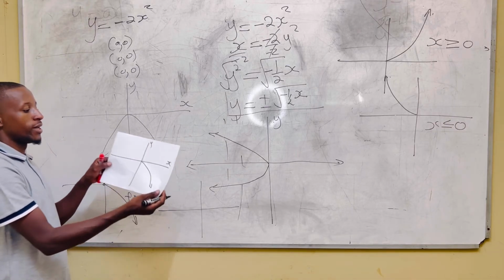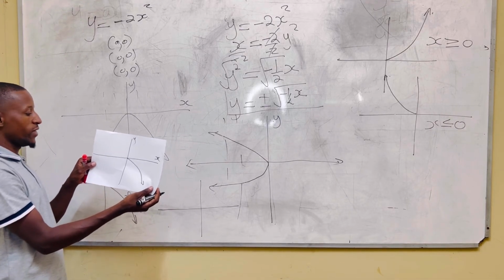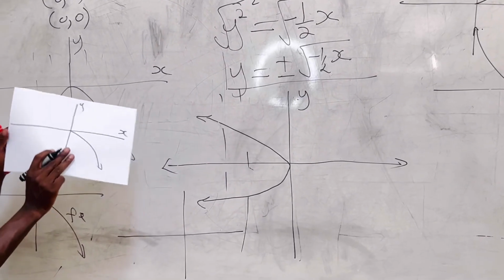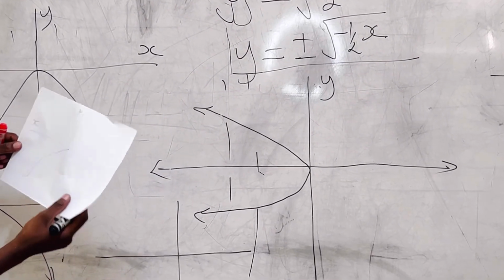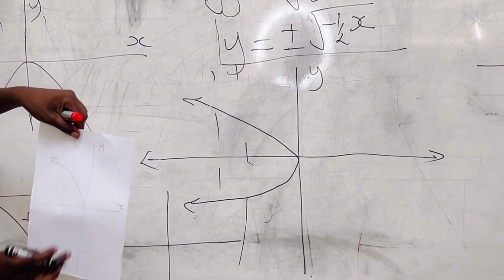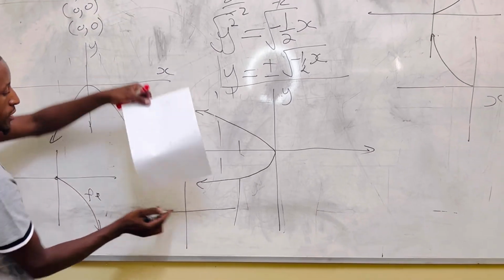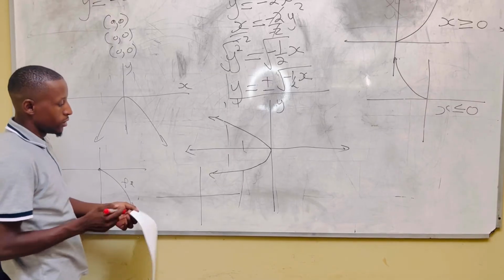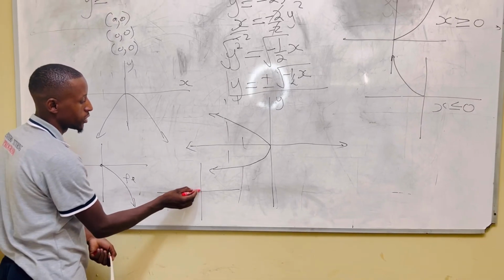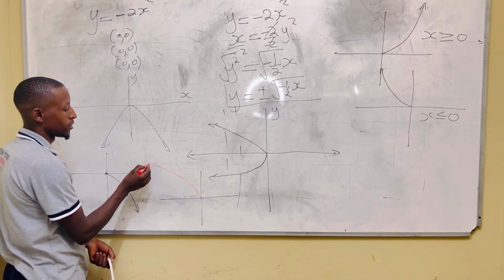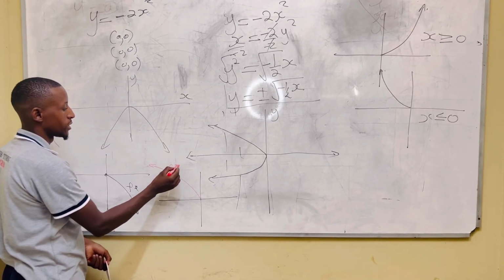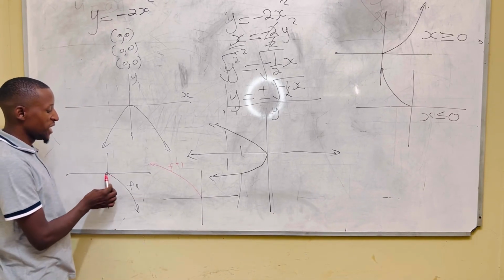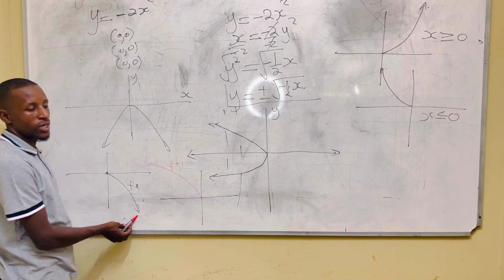This is the original function that we have, f of x. So for its inverse, turn your paper and tilt it to the right. The shape that you're going to get is the shape of the inverse. So let's check. This is the shape that we got for the inverse.